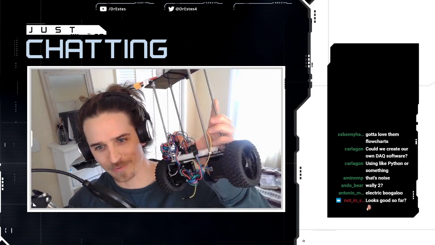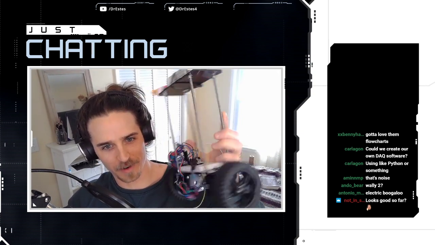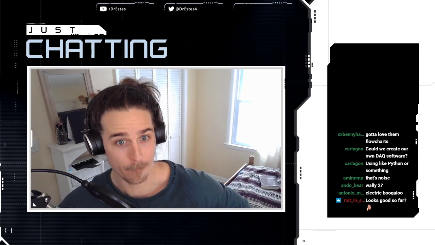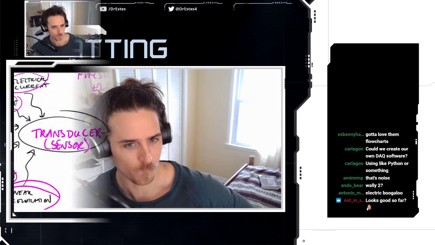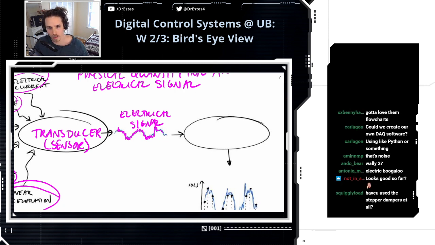Looks good so far? With a question mark? What is that? Are you saying it doesn't look good? Okay, so it could be electrical noise, it could be some kind of mechanical noise. But often it's something that we don't want. All right, so that's our raw signal. Have I used the stepper dampers at all? You're going to have to tell me about those, because I don't know what that is, but it sounds like something I might need.